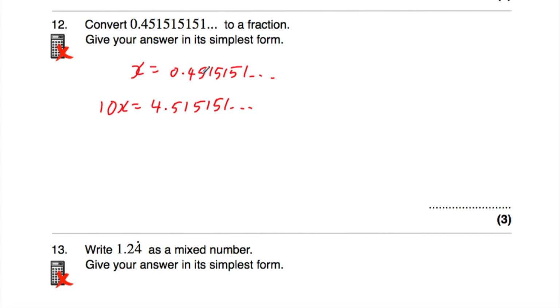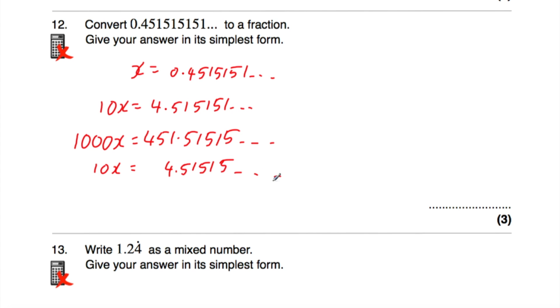Now let's consider another number we can multiply this by. Now if we move all the digits 3 columns to the left, we would have 451.515151 and so on. So I'll be multiplying this by 1,000 to move all the digits 3 columns to the left. So that would be 1,000x is equal to 451.515151 and so on. So we've got 10x and 1,000x, and both of them have that 515151 after the decimal point. So now let's take them away from each other. So let's write 10x equals 4.515151 and so on. And we're going to take them away, so subtract.